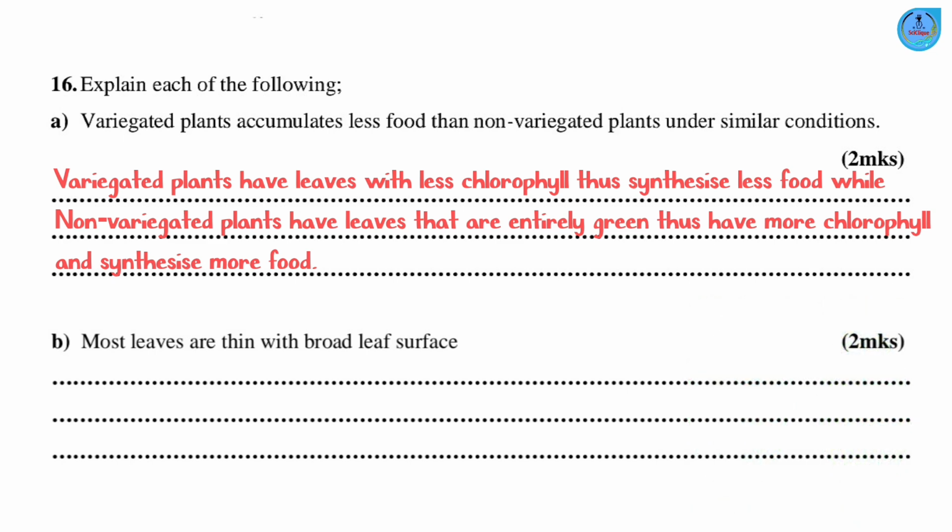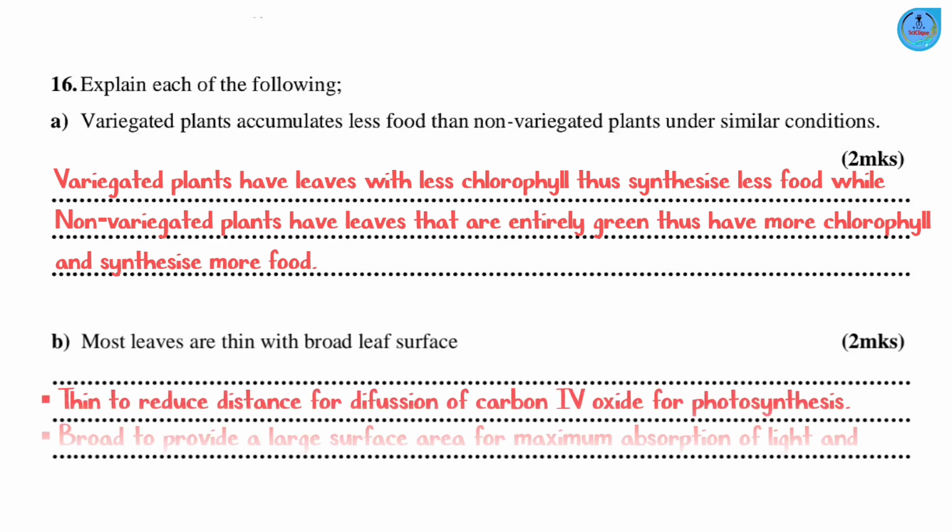Part B. Most leaves are thin with a broad leaf surface. Okay, so we're being asked to explain 2 things over here. Number 1, the reasons why leaves are thin, and number 2, why they are broad. Now, when it comes to the thinness of leaves, it reduces distance for diffusion of carbon dioxide, which is needed for photosynthesis. Leaves are also broad in order to provide a large surface area for maximum absorption of light and carbon dioxide for photosynthesis.